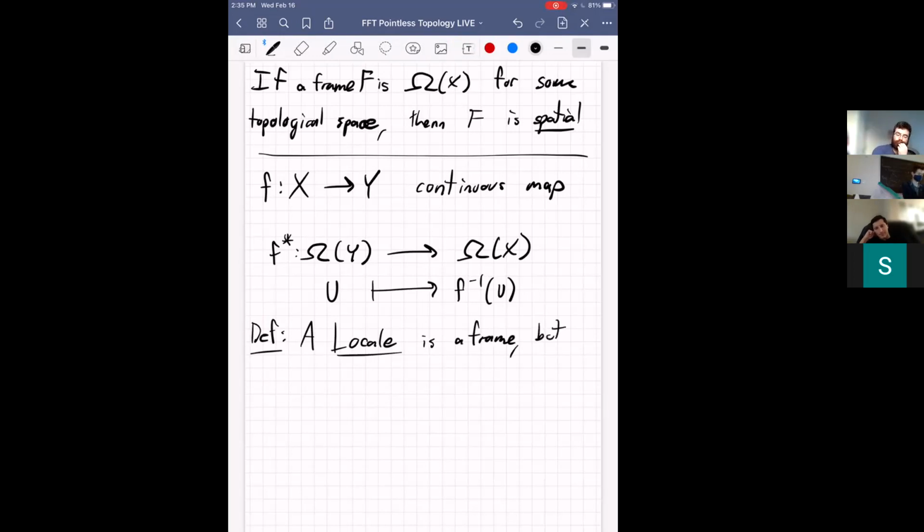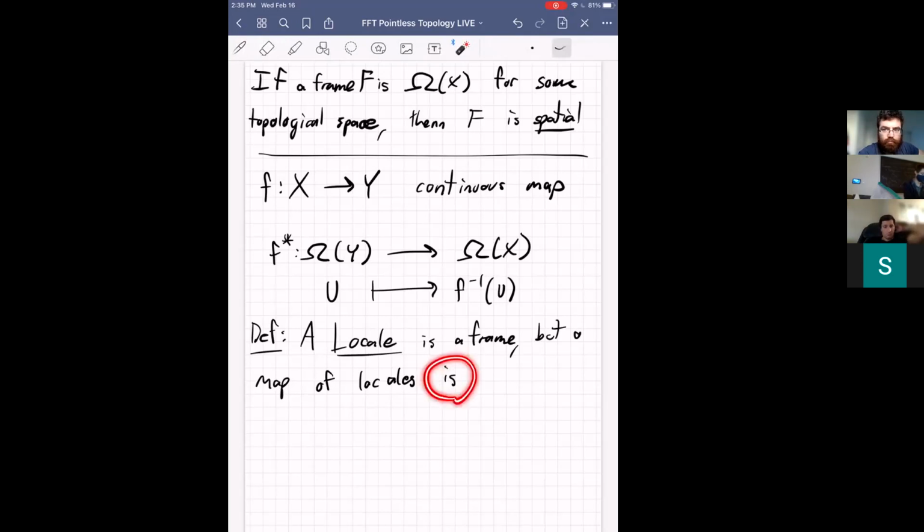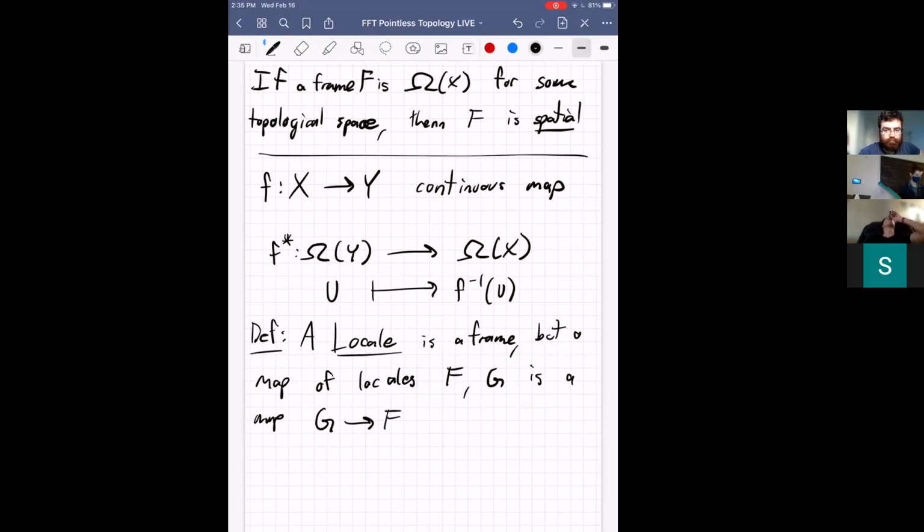But a map of locales, so let's see, I should define this maybe with some letters. If I have two locales, F and G, a map of locales is a map from G to F of posets or something. It's got to preserve the order. Or maybe it's a map of lattices.